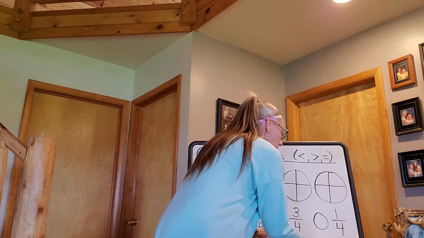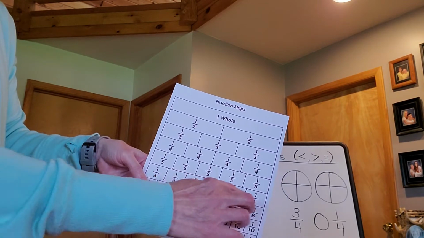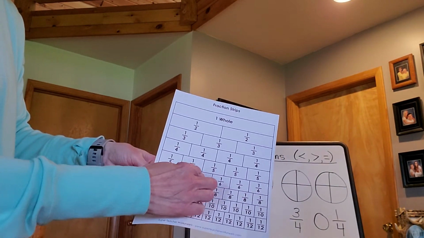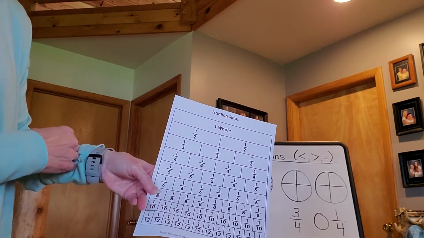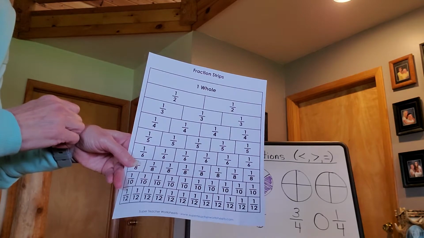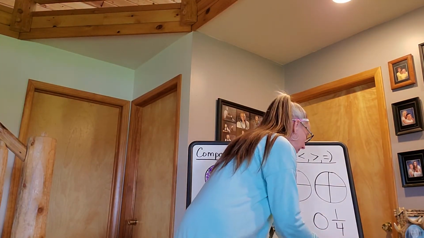If you wanted to use your fraction strips again, you would go to your row of 6s. 1, 2, 3, 4 would be shorter than 1, 2, 3, 4, 5. Just like we showed you with the fraction bars. So again, you could look on your fraction strip paper and see that 4/6 is less than 5/6.